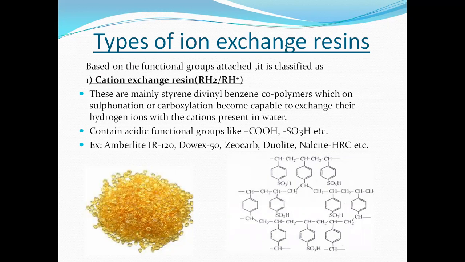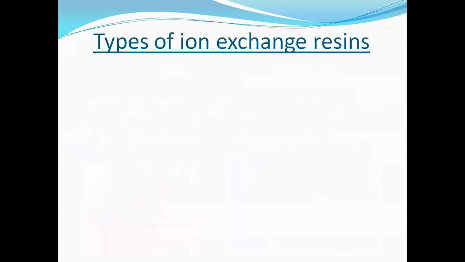Now we are going to move to the next type, that is anion exchange resins. The function of these anion exchange resins is to exchange only anions from the hard water sample. The anions present in the hard water sample are Cl minus, SO4 2 minus ions, then carbonate ions CO3 2 minus, and bicarbonate HCO3 minus ions. Whatever anions are present in the hard water sample, only they will be exchanged with the anion exchange resin.